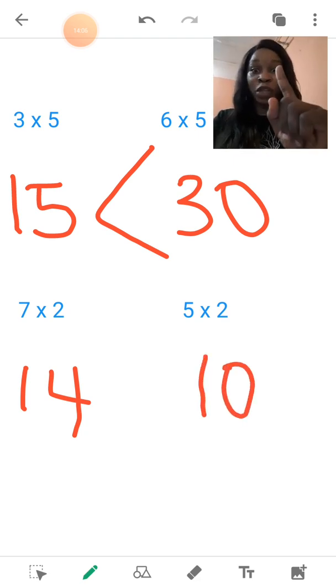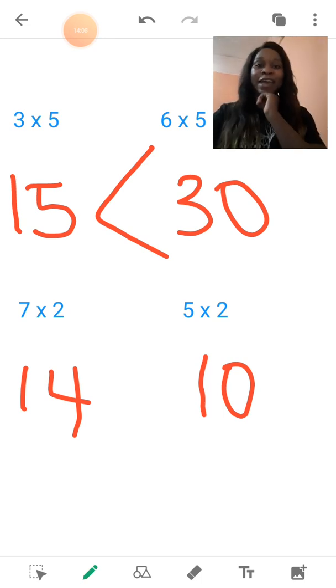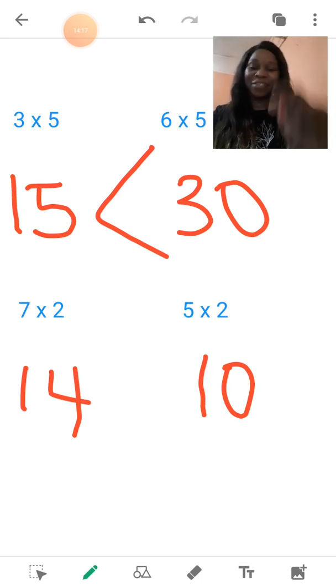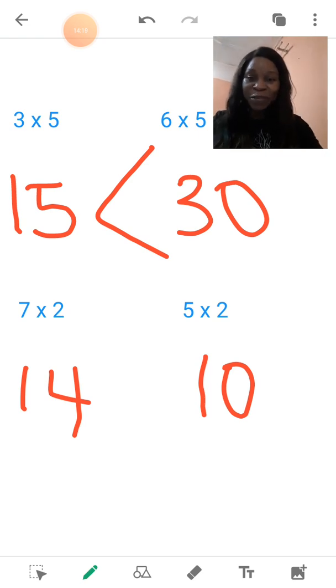So the question is, is 14 less than 10 or is 14 greater than 10? Of course, 14 is greater than 10. So I draw my sign.